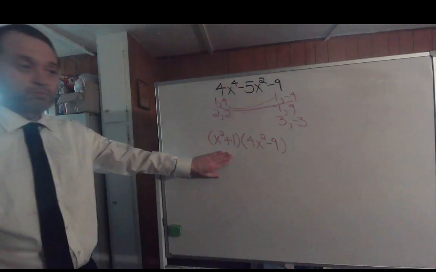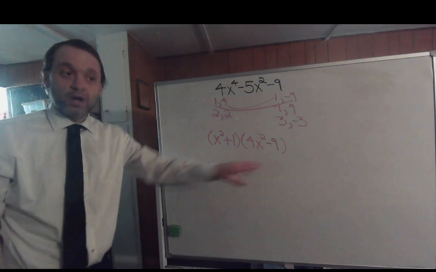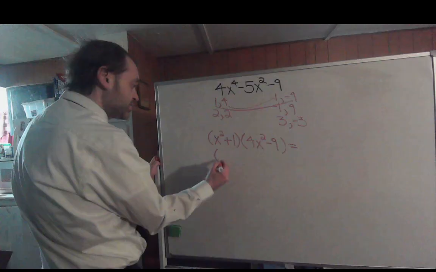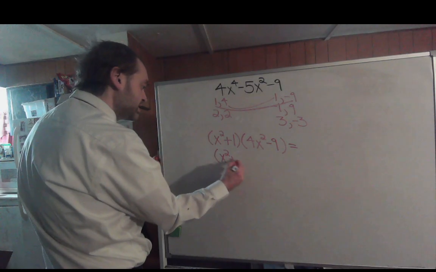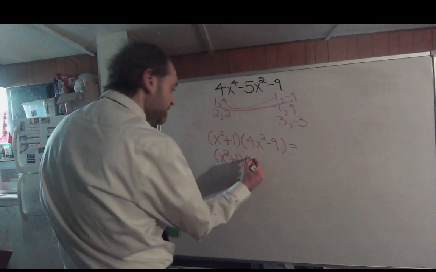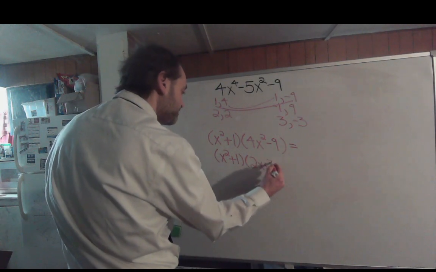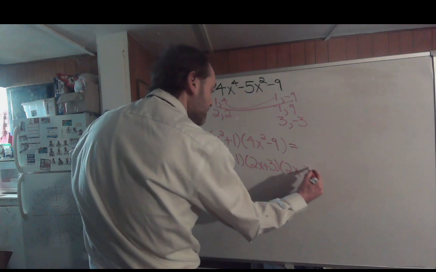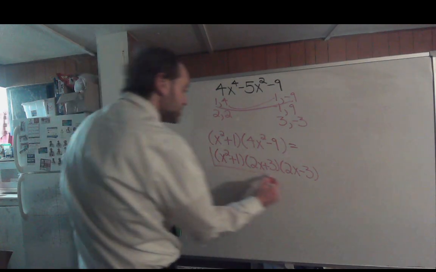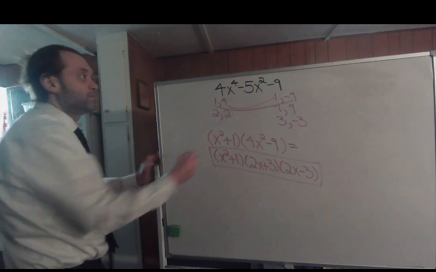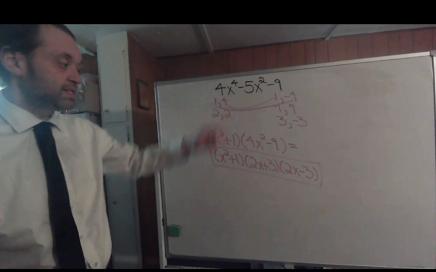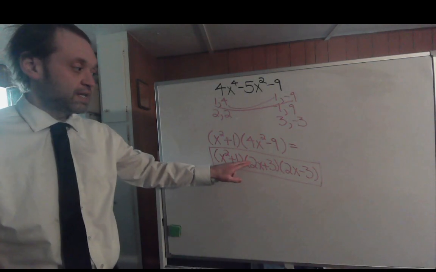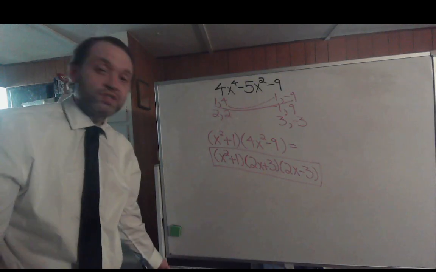Now, of course, x squared plus 1 won't factor any further, but 4x squared minus 9 will, since that's the difference of 2 squares. So the complete factorization would end up being x squared plus 1 times the quantity of 2x plus 3 times the quantity of 2x minus 3. So here is your complete factorization of 4x to the 4th minus 5x squared minus 9. You should end up getting the quantity of x squared plus 1 times the quantity of 2x plus 3 times the quantity of 2x minus 3.